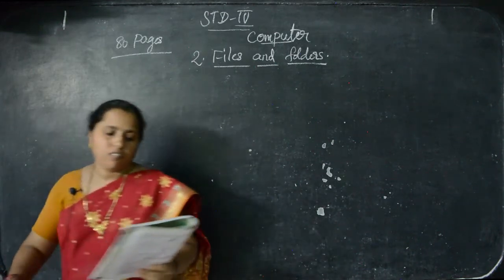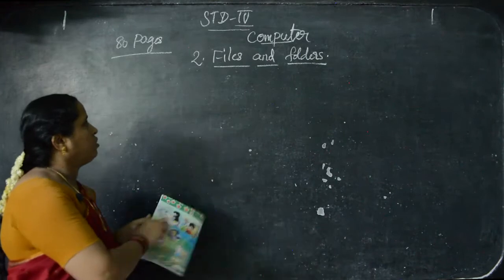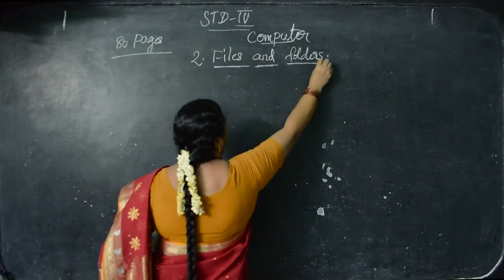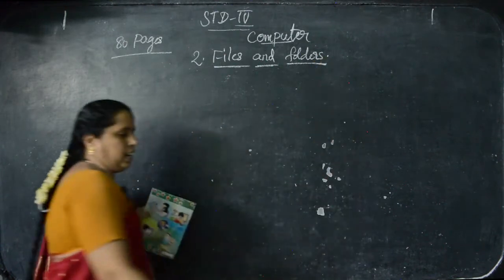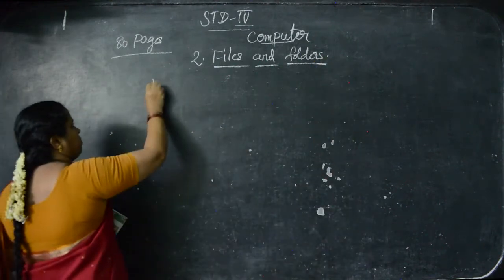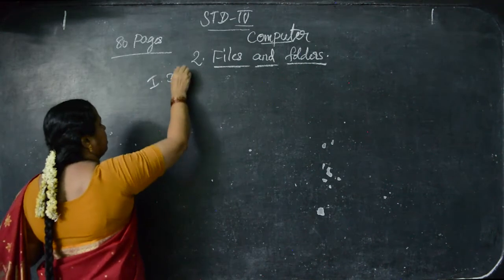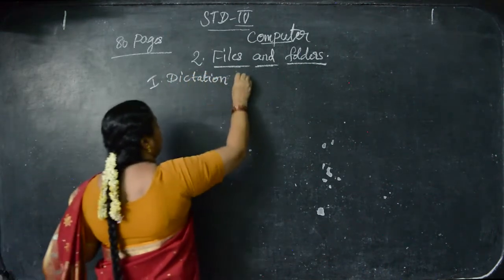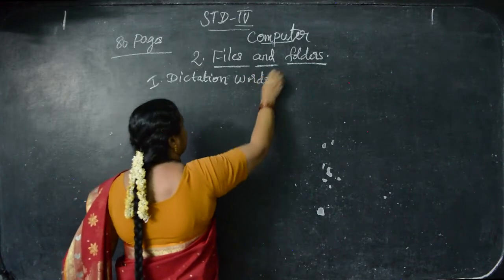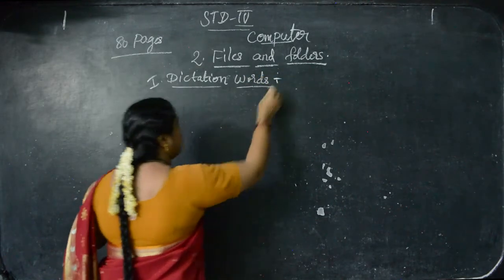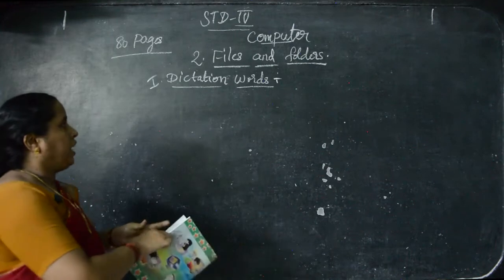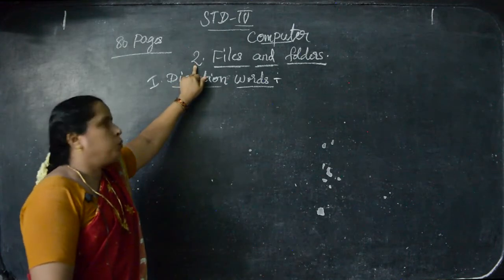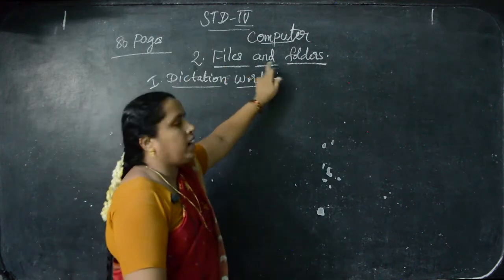Now, exercise. Okay, we have finished the lesson, files and folders. Now take your computer note, children, and write. First Roman letter, dictation words. Take your note and write the lesson number 2 and lesson name, files and folders.